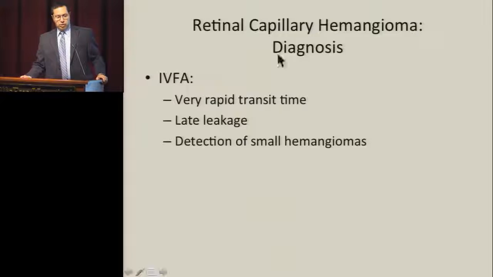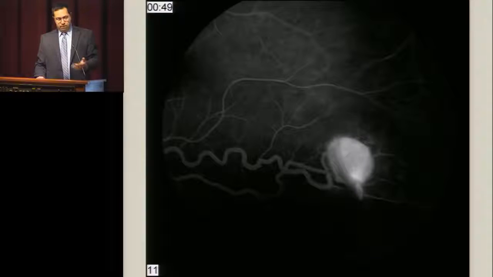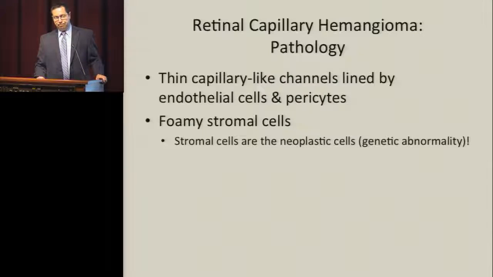So as for diagnosis, I told you about the fluorescein: very rapid transit time, late leakage, and it's very helpful for detection of very small retinal capillary hemangiomas. Sometimes they are hard to see, but fluorescein highlights them very nicely. This is the fluorescein of the same patient.